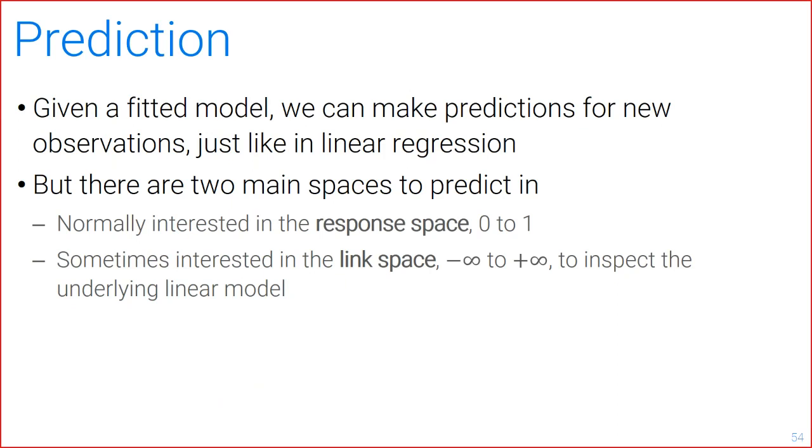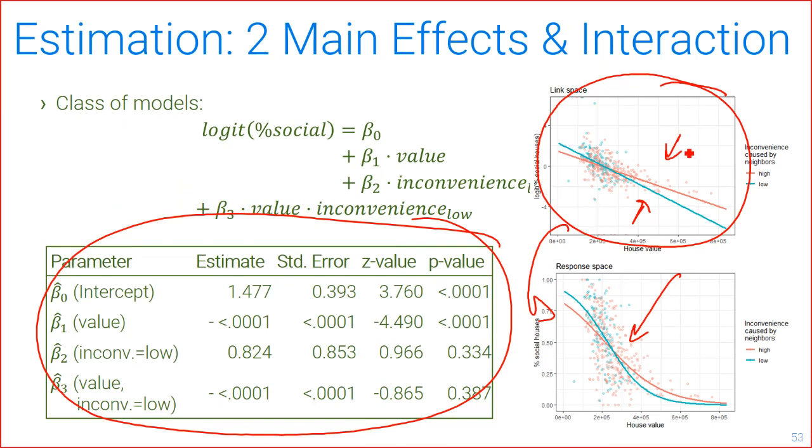And then for prediction, again, given a fitted model, we can just make predictions for new observations, just like in linear regression. And it's just a matter of what kind of prediction do you want? Do you want the prediction in the response space, so between 0 and 1, or are you interested in predictions in the link space? And sometimes we are interested in predictions in the link space if we are trying to inspect the model, diagnose the model, see what's going on with it, and maybe make some correction. So if you want to refine the model, normally you look at this space. If you want to make just regular predictions, you look at this space.